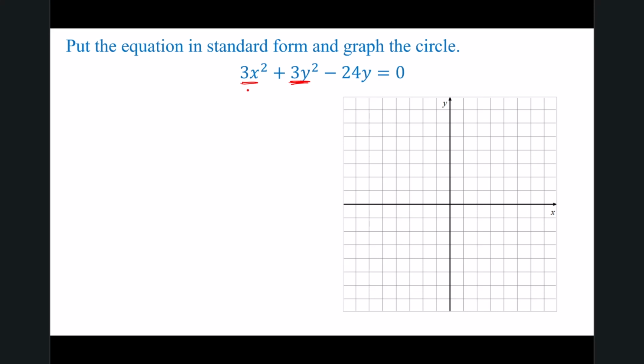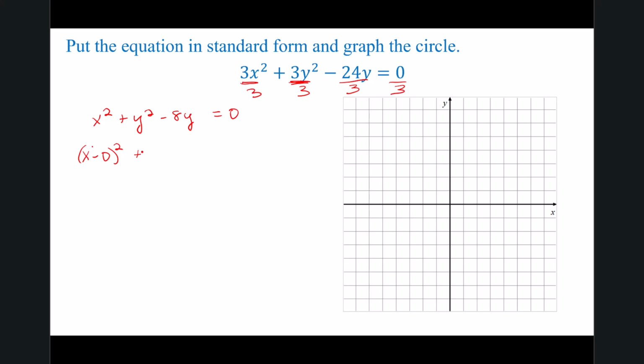I'm going to start by dividing both sides of this equation by 3. So then I'll have x squared plus y squared minus 8y equals 0. And then I can complete the square. The x squared is the only x term, so that's already done. I could write it as (x minus 0) squared to help me know where the center is.